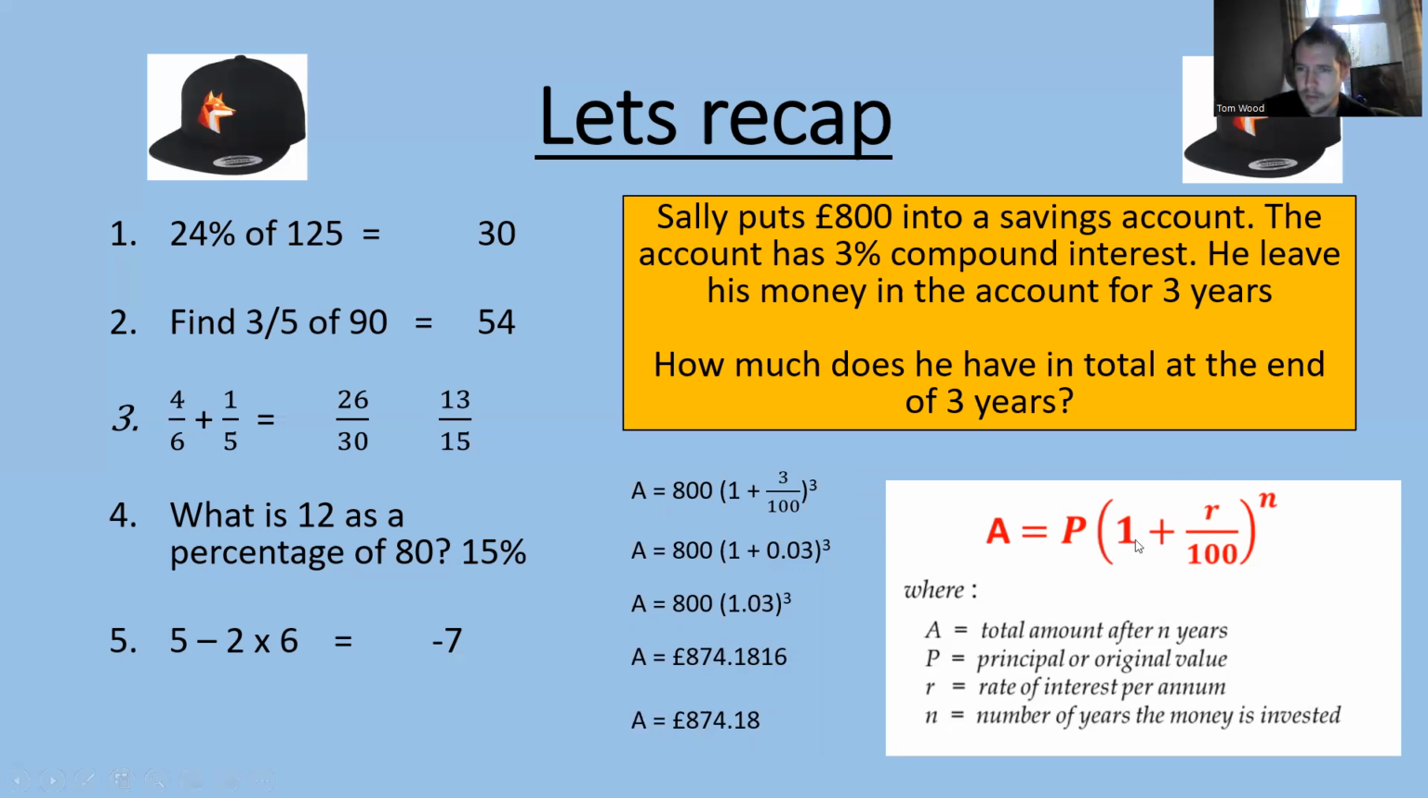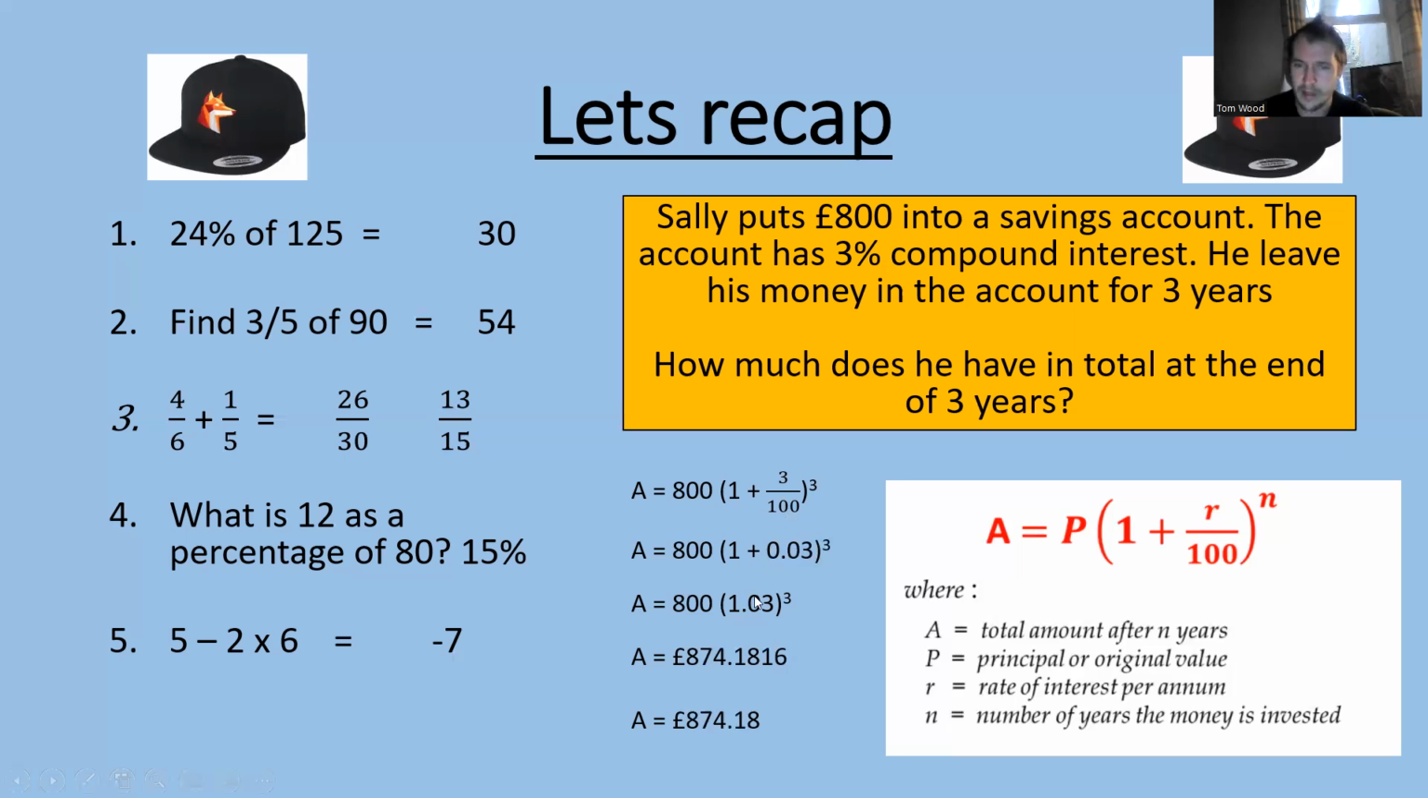Again, when I'm using this formula, and this will make more sense after today's session, all I'm actually doing, this whole bit inside the bracket that I'm doing first, is essentially writing, well, I've got the whole thing, 100% and 3%. 3% as a decimal is 3 over 100.